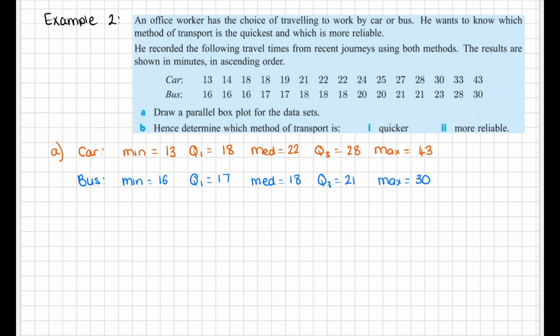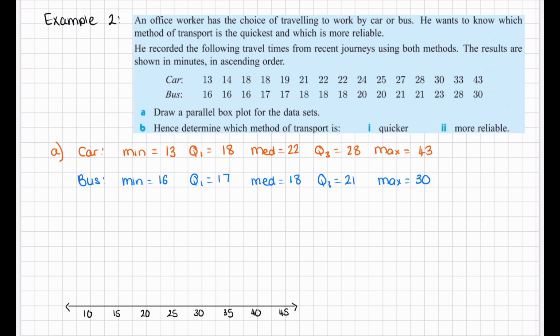Now we've got both 5-number summaries, we can draw the parallel box plot. To start with, we need to make our scale, and we need to go from the minimum to the maximum, the smallest and the largest out of both. So in this situation, our car minimum is the smallest at 13, and it's also got the biggest maximum at 43. So we need to have our scale going between those 2 values. Once we've got our scale, we then get to draw our box plots.